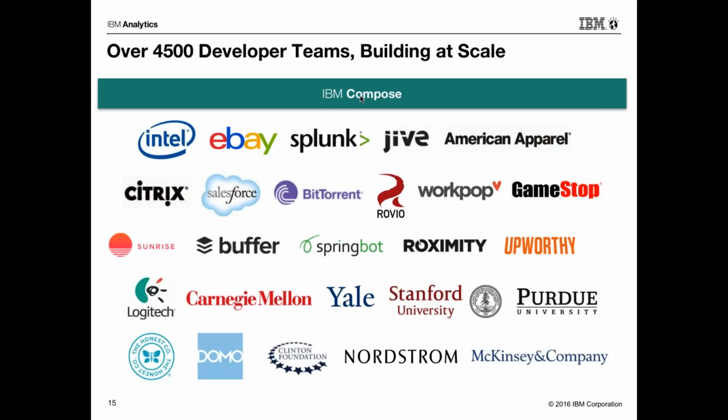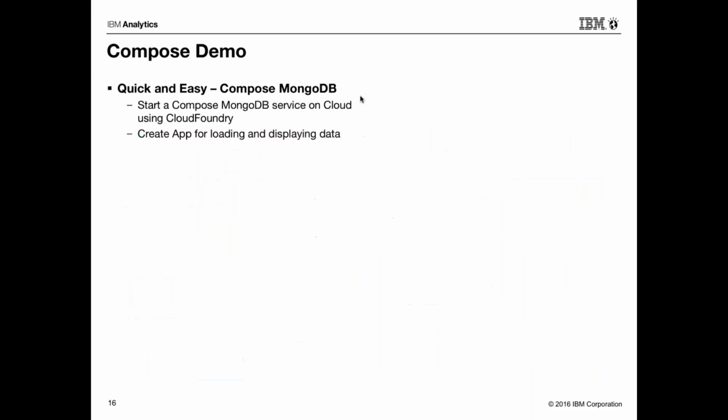Right now, Compose has about 4,500 developer teams. These are some of the organizations who are using Compose: Intel, eBay, Salesforce, Carnegie Mellon, Logitech, Domo, Nordstrom, McKinsey, etc. So there are a bunch of customers there, and this product is mature enough that you can go and do a deployment. It's not something which is being tested out. It's not in beta, and you would be skeptical not to implement it. It has been implemented in multiple customer locations, and these are some good names.